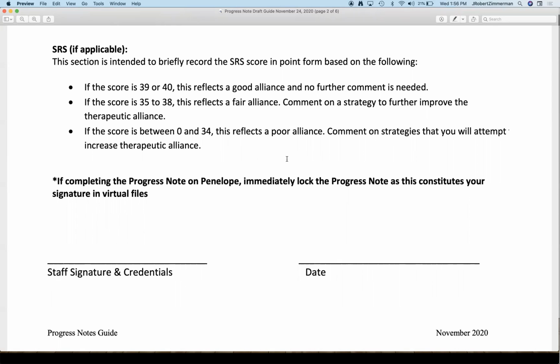So again, if you're completing this note in Penelope, simply locking the progress note afterward constitutes your signature for virtual files.